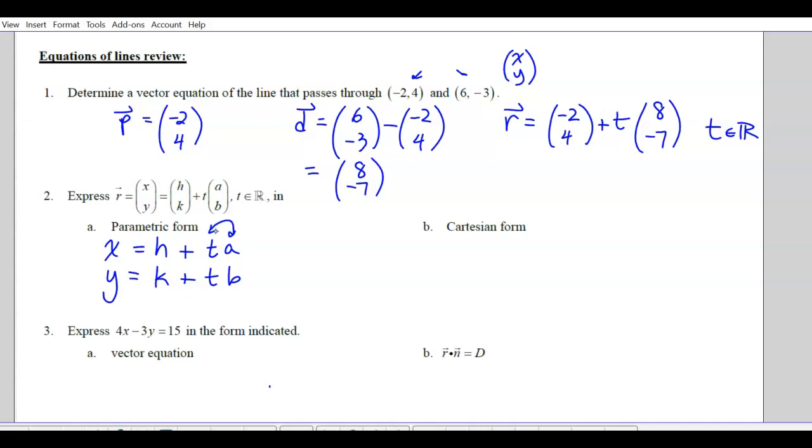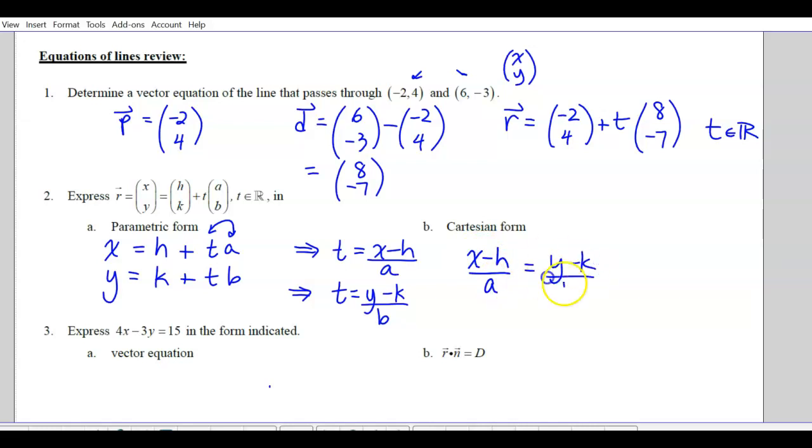Cartesian form. So now from here, we want to solve for t, the parameter. So t will equal x minus h over a. This one here, t will equal y minus k over b. So in order for this to be true, the t values have to be the same. So that means x minus h over a equals y minus k over b. And that's the form that we keep it in. For sure, for 3 dimensions, this is 2 dimensions. So we'll keep it in that form.